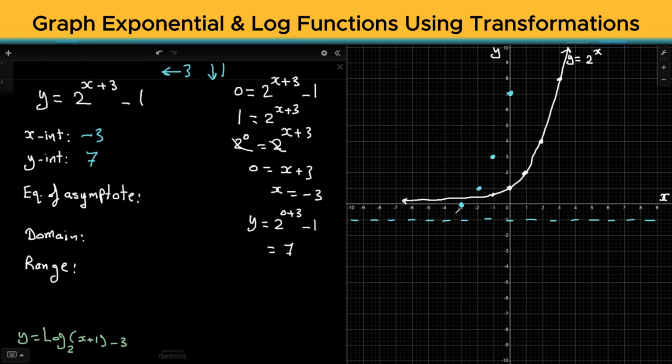Now the asymptote is this dotted line right here. And this dotted line is y equals negative 1, because y here is always negative 1. The x changes, but y is always negative 1. The domain, let's graph this. So it's going to get very close to the asymptote, but never touch it.